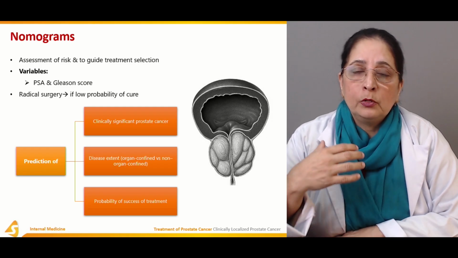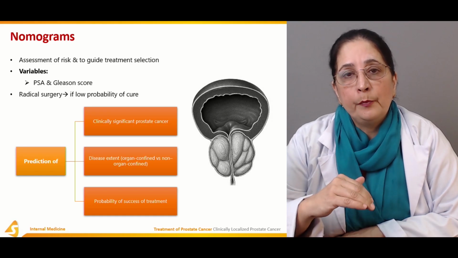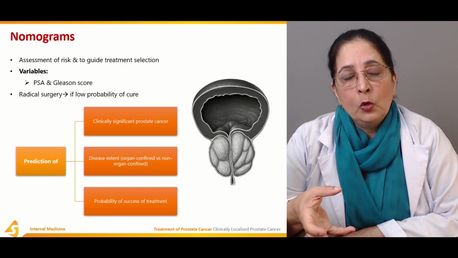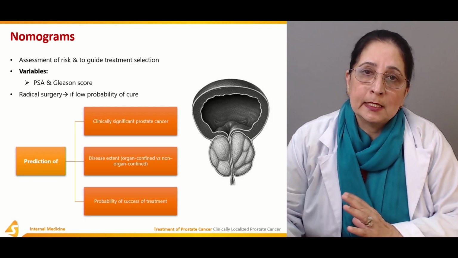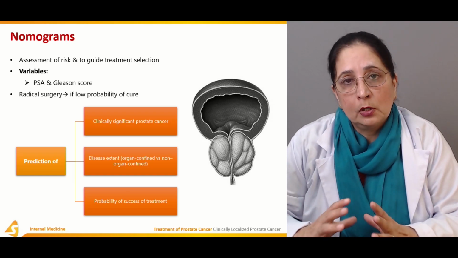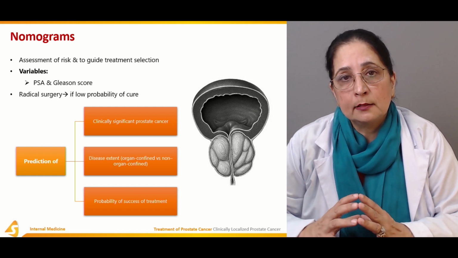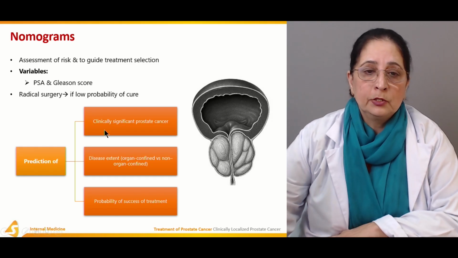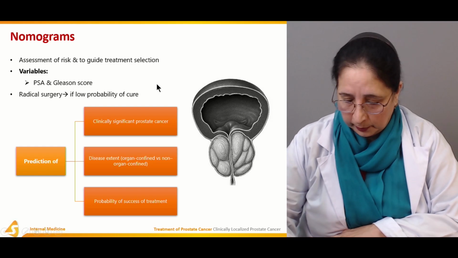As we know, for all cancers, the probability of success of treatment depends on the nodal involvement and also the metastasis of the tumor. If it is metastasized, then the probability is less. If it is not metastasized, localized, then the probability of cure is better. And in prostate cancer, the PSA is also a very important predictive factor. So the variables are the prostate-specific antigen and the Gleason score.